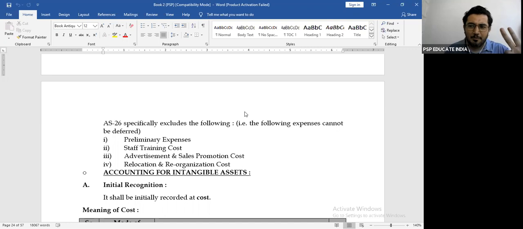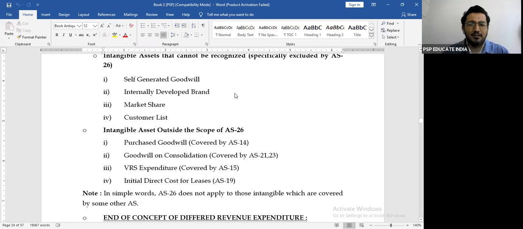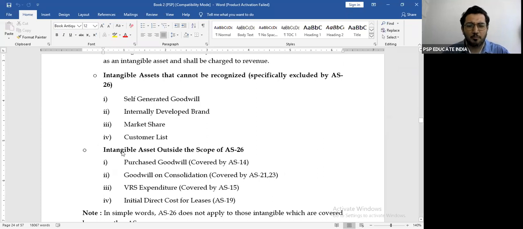This is the third time we are seeing that 4 things are excluded. First we saw here that the following intangible assets cannot be recognized. First is your self-generated goodwill, your internally developed brand, your customer share, and your customer list.